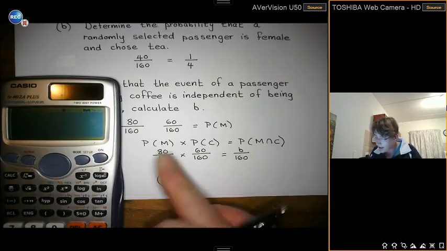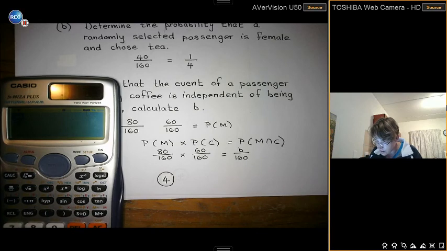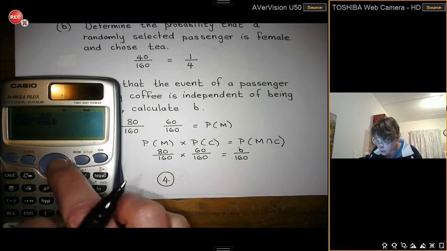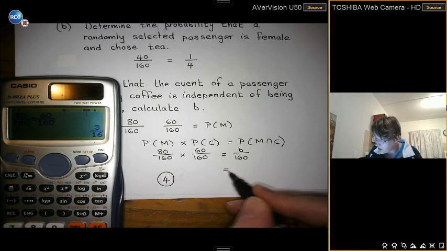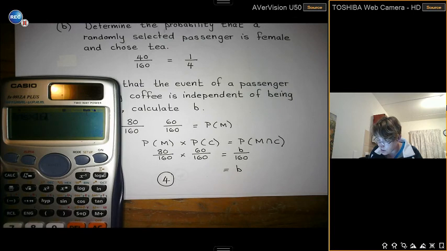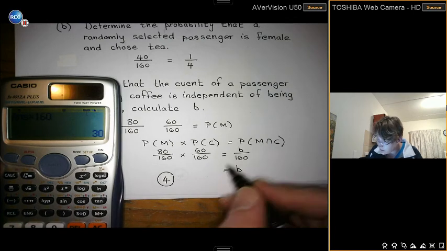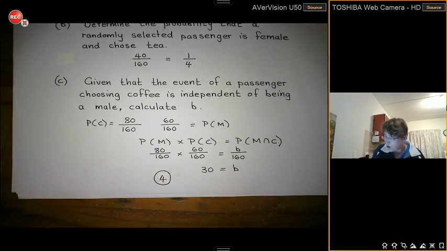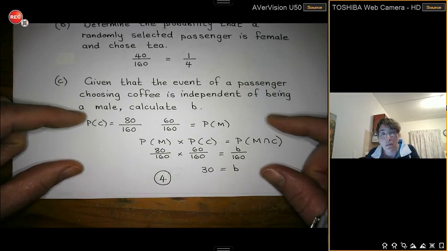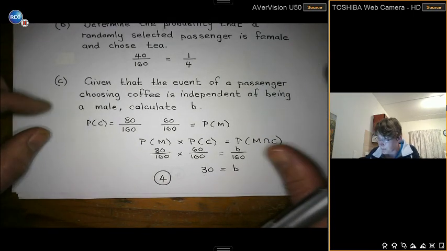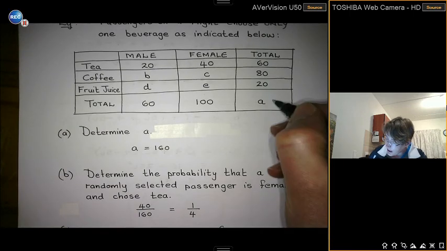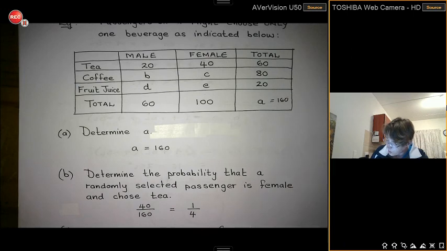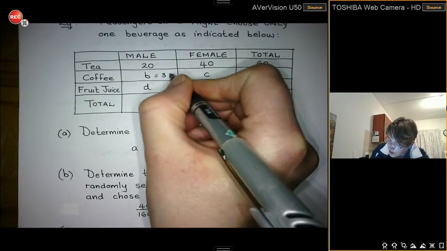So I can then say it's that 80 over 160 multiplied by 60 over 160, and then multiply that by 160 to get to B. So times 160 is then going to give me 30. So using the definition of independence, I can then calculate the value of B. Okay, so I can go back to this and I can say I worked out A, that's 160. I've now worked out B, that's equal to 30. So let's look at the next question.